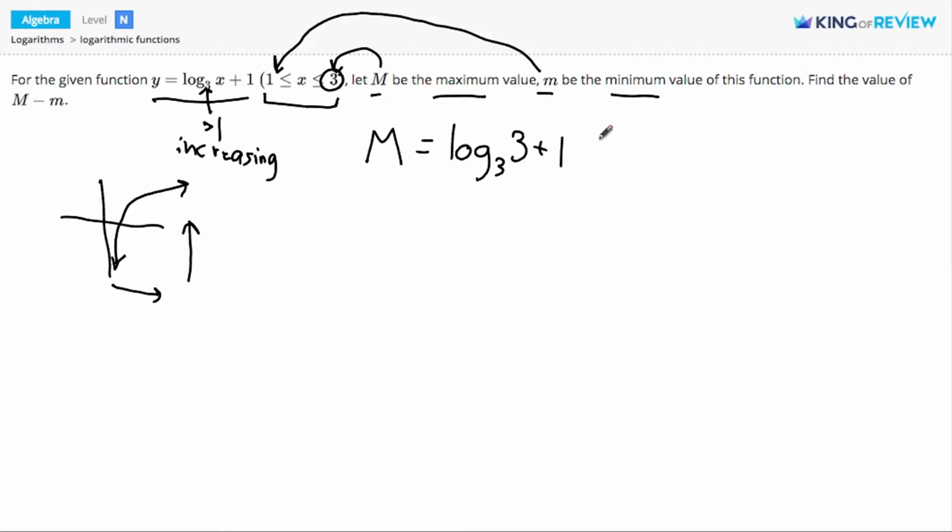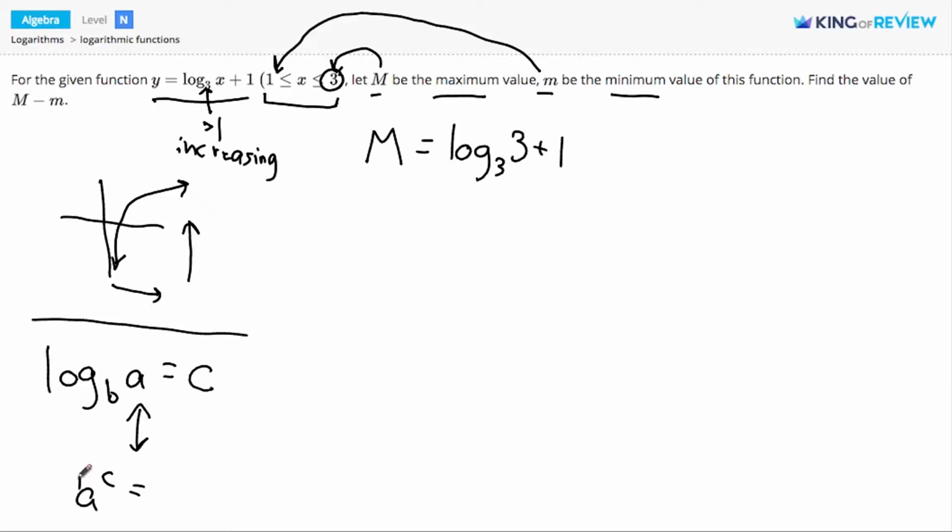Well, if we think about this, we can always change logs into exponential form. If the log base b of some number a is equal to c, that's equivalent to writing b, the base, to the c power, is equal to a. Those two mean the exact same thing.